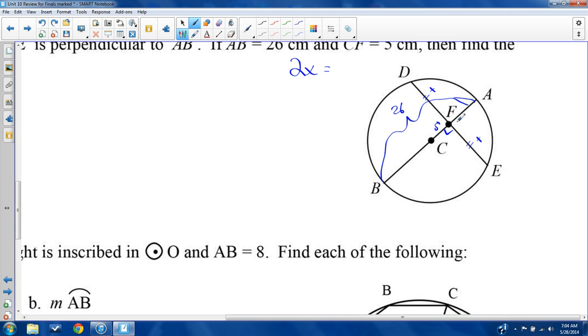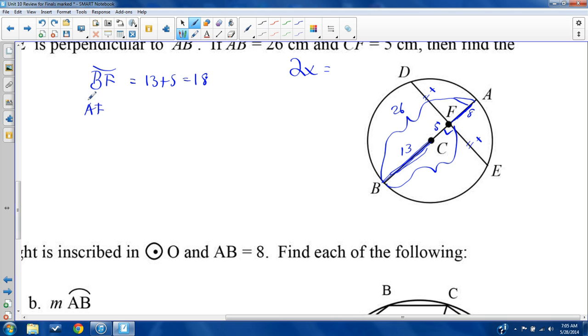Okay, this is again chord intersecting chord. Look at segment BF right here. I want you to figure out what the length of BF is. If this is a diameter, then this is radius right here, CB, which is 13. We established that with CE. So this is 13. So BF here is 18, 13 plus 5. If the whole thing is 26, then FA right here is 26 minus 18, which is 8.